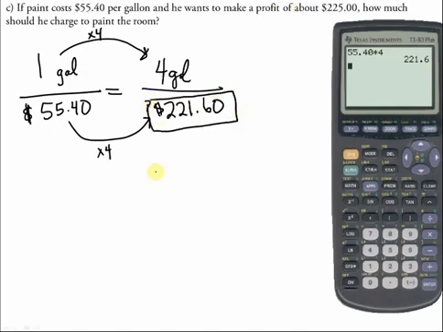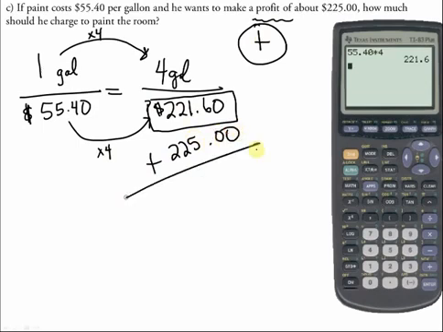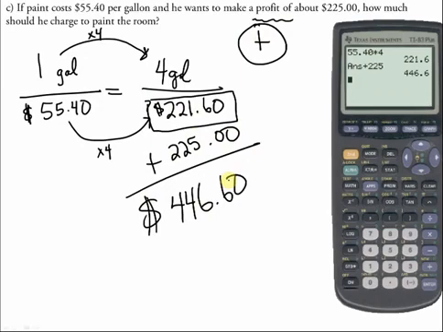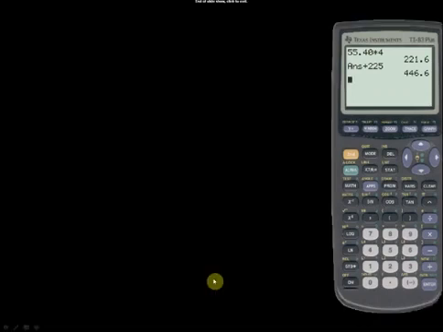Now he wants to make a profit. Profit means add. So he's going to add $225 on top of his costs. So all we have to do is add that with the calculator. Plus 225. Bam. All right, so this individual painter is only going to charge $446.60 for painting that one room. That would be an incredible deal these days. Oh, the end.